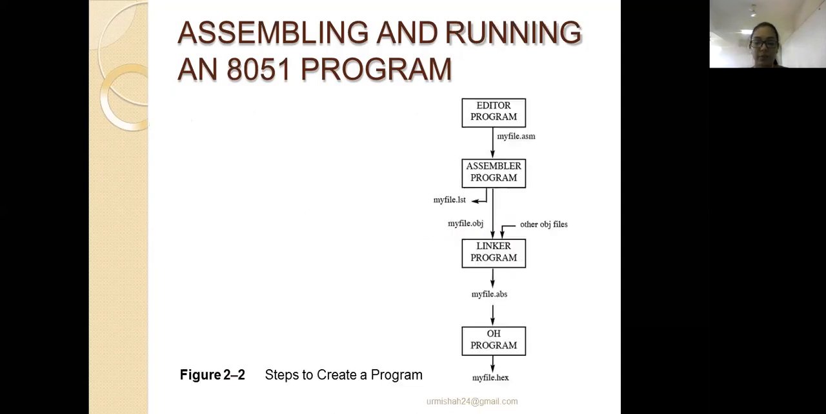This is the flow diagram of writing any assembly 8051 program. It will start with the editor program. Editor program will include the window where you are going to write your program. You can edit it, and once the program is ready, the next stage is the assembler program. Once the program is written properly in the editor, the second stage will be performed for assembling the program.